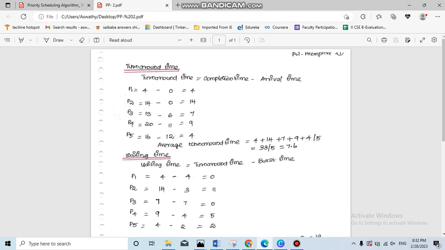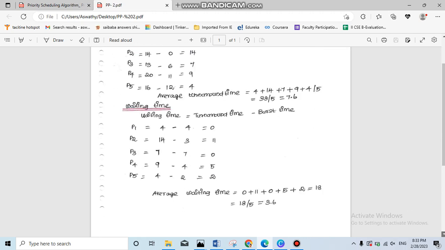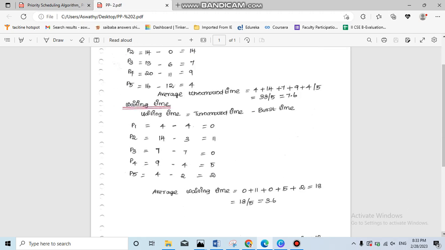Then the execution time of P2 is 3, so 14 minus 3 is 11. The burst time of P3 is 7, the burst time of P4 is 4, and the burst time of P5 is 2. Likewise we compute the waiting time. Then we calculate the average waiting time, which is 3.6. By this way we calculate the average turnaround time and waiting time.